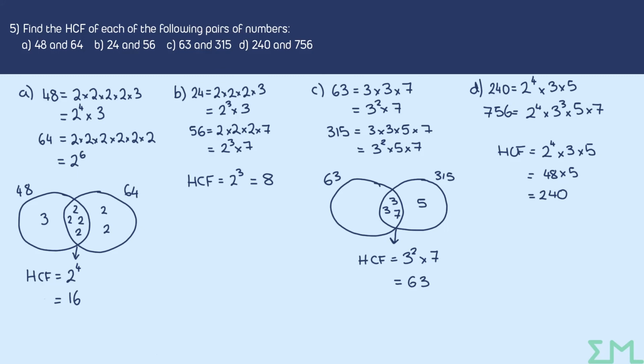If you're not using a Venn diagram, then lowest common multiple takes the highest power of each prime number, and the highest common factor takes the lowest power of each prime number.